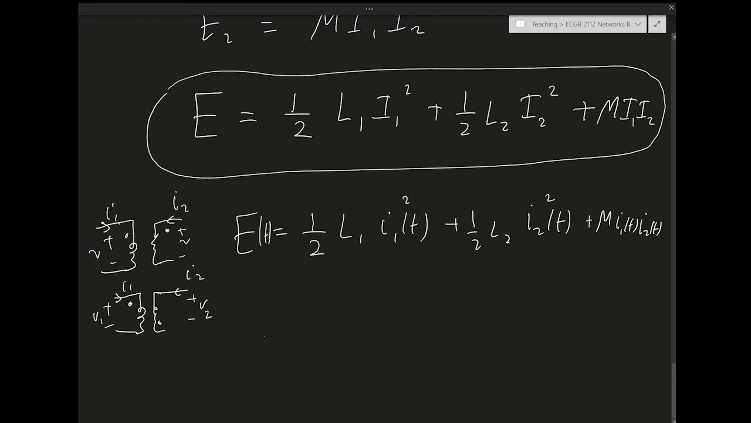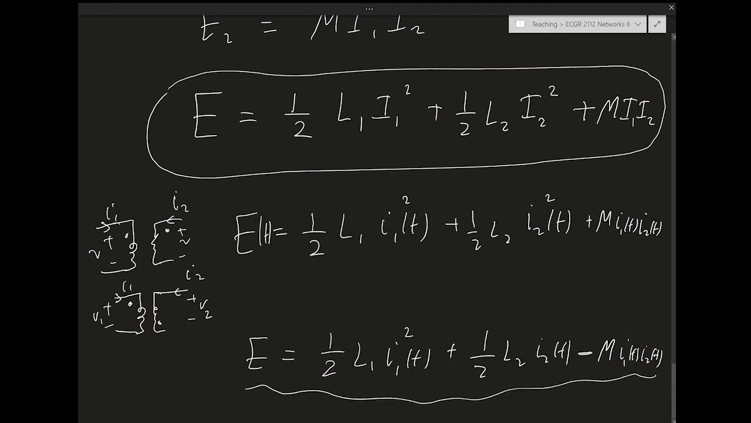The energy turns out in this case to be half L1 I1 squared plus half L2 I2 squared minus m I1 of t I2 of t. The energy is subtracted. Energy is less than what you expect from two inductors rather than more. Right? I won't do this. You can easily redo the steps that we did and you will get that result. But notice that the energy stored in the mutual inductance configuration is going to depend on the orientation of the dots.